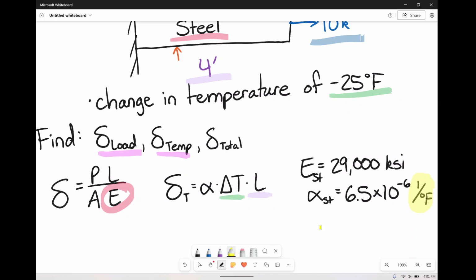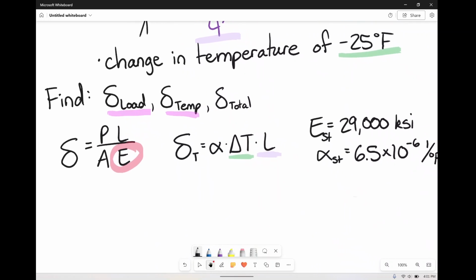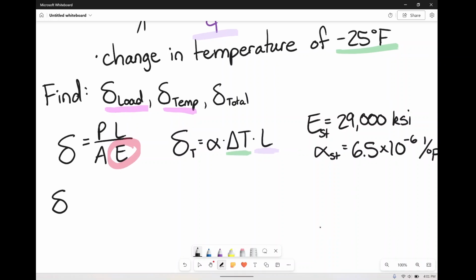Technically, as long as the temperature change you were given is going to cancel, it's not going to be an issue, but it would be really tragic if you put the wrong number in there. So definitely do pay attention to your units when doing this stuff. So now that we have that information, let's go ahead and find our deformation due to load first.